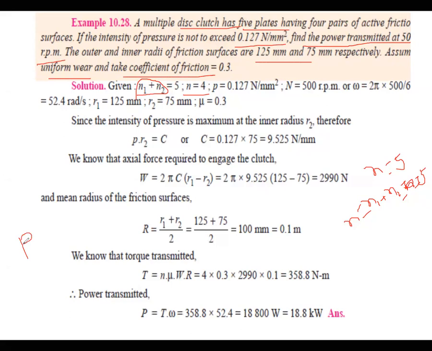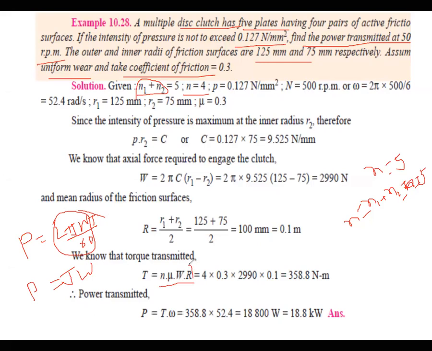Similar formula. P is equal to 2 pi NT by 60. Or else, in this problem, he has written P is equal to T into omega, where omega is 2 pi N by 60. Omega into T, right? For simple form he has written it here. So what is T here? This is the multi-plate clutch. T is equal to n into mu into W into R.